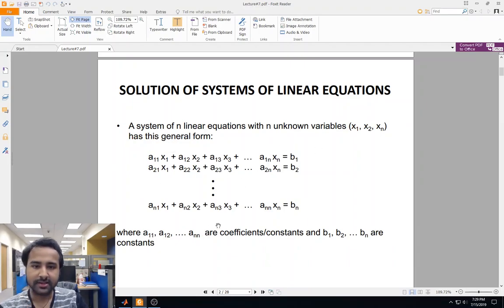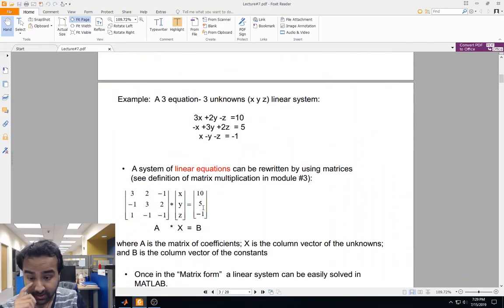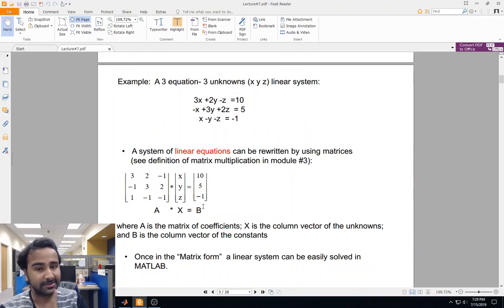And then usually if you're doing this in high school and by hand, you would use an elimination technique or maybe substitution or other such techniques, but we're going to be using Matlab to do this, and Matlab is good at matrices. So what we can do is, for example, let's take this smaller system of three equations. So you have 3x plus 2y minus z equals 10, negative x plus 3y plus 2z equals 5, and x minus y minus z equals negative 1.